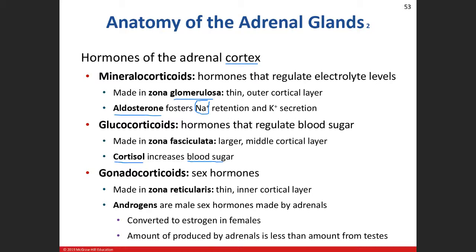If you're in a stressful situation, if you're going to go work out, let's say, or you're being chased down an alley by a car, you need to outrun this car, your blood sugar levels will increase through the release of cortisol, because think about it, all your cells need that glucose for the purposes of energy production, ATP. So cortisol is going to increase blood sugar levels.